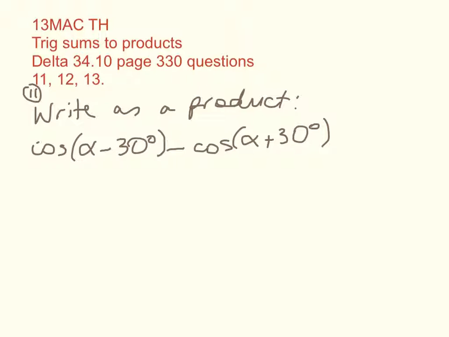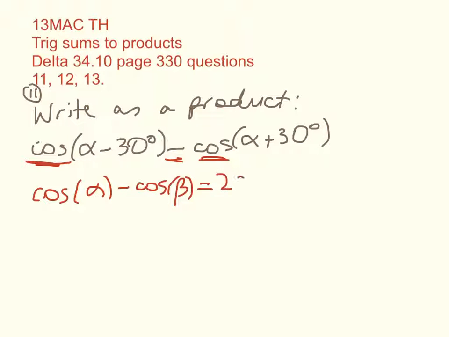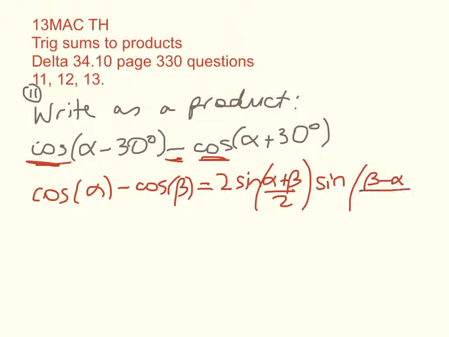So here we are practicing writing sums as products, and the formulae that you need are on page 329. This first example is a cosine of something minus a cosine of something else. So the rule that we're after is this one here: cos alpha minus cos beta is equal to 2 times the sine of half the sum times the sine of the difference backwards, half of the backwards difference.